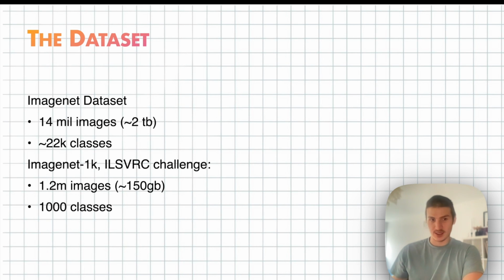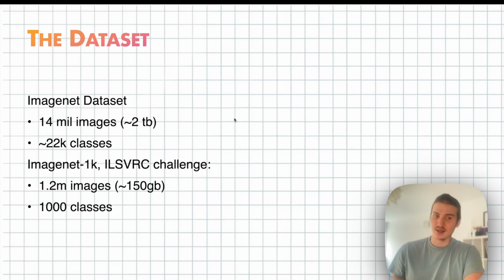Right, so the dataset. The ImageNet itself is just a huge database of labeled images. Currently, it has about 14 million images and roughly 22,000 classes. And this is about 2 terabytes of data.